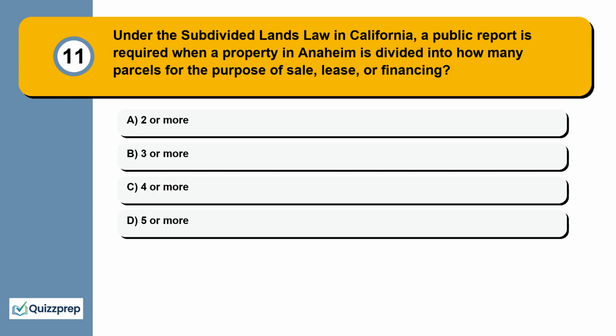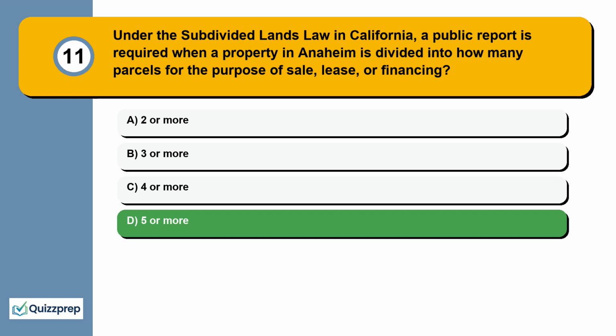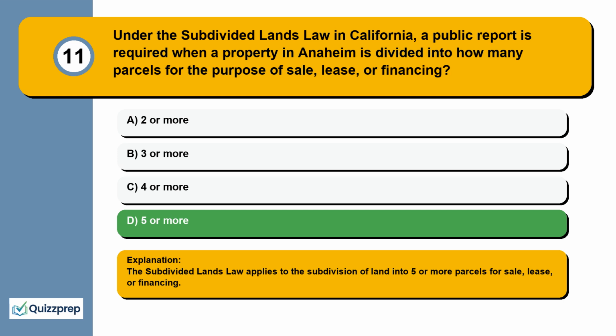Question 11. Under the subdivided lands law in California, a public report is required when a property in Anaheim is divided into how many parcels for the purpose of sale, lease, or financing? 2 or more, 3 or more, 4 or more, 5 or more. The subdivided lands law applies to the subdivision of land into 5 or more parcels for sale, lease, or financing.